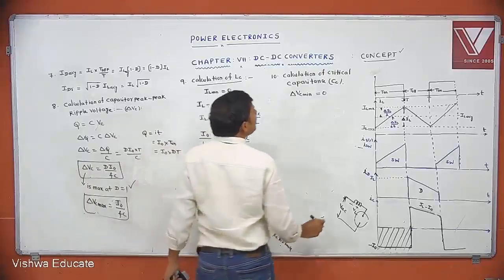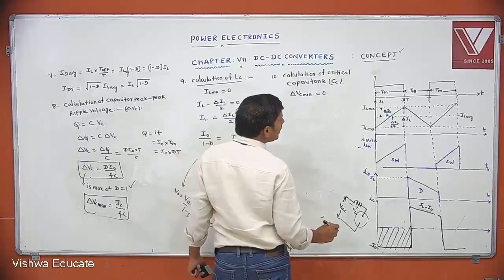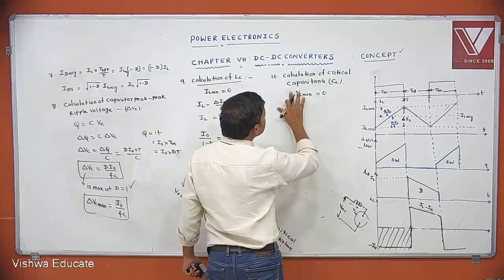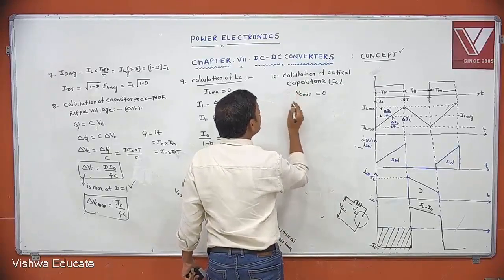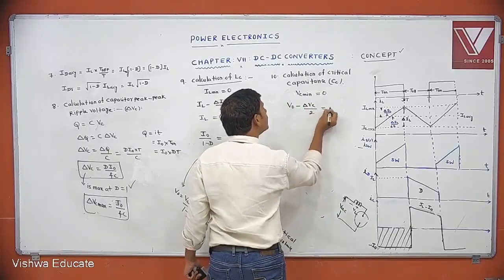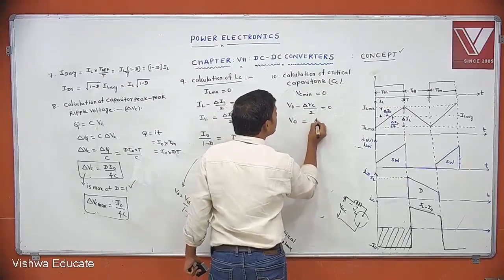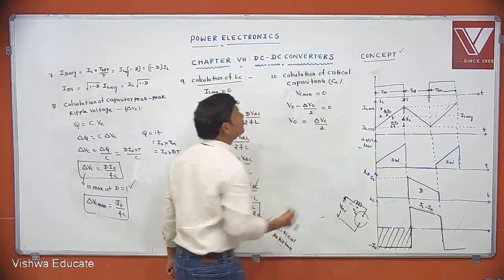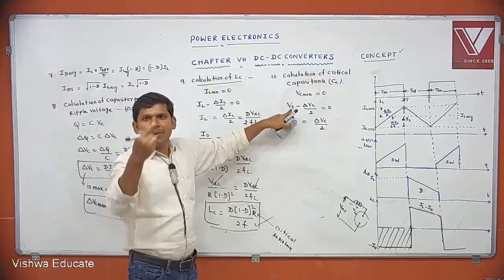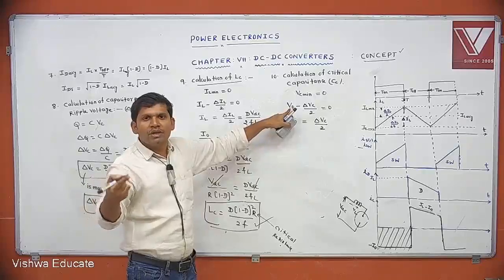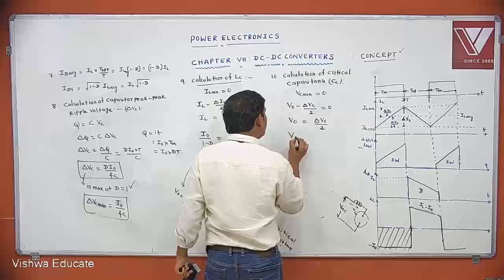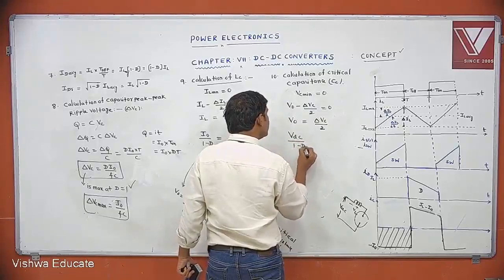Then delta VC minima equal to 0 means VC minima equal to 0. What is VC minima? V naught minus delta VC by 2 equal to 0. Then V naught equal to delta VC by 2. Because the voltage across the capacitor is nothing but the voltage across the load. Then what is V naught? You write VDC by 1 minus D.